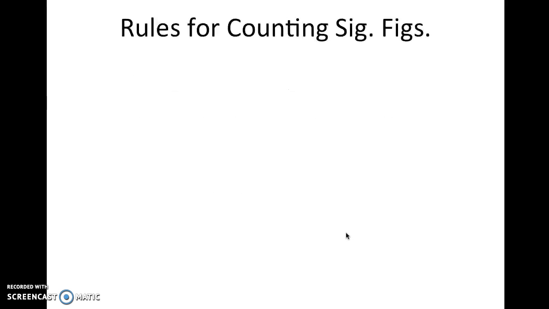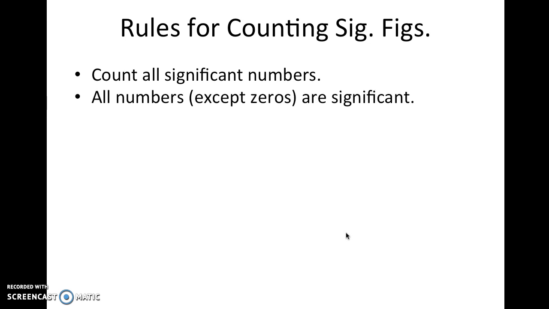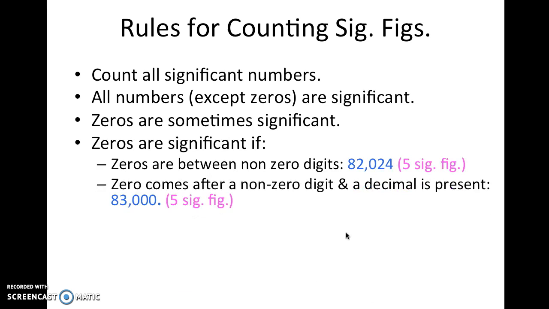So let's start off with rules for counting significant figures. The main thing is you want to count all numbers as significant numbers except for the zeros. So sometimes zeros are significant and sometimes they are not. And so here are the cases where they are significant.